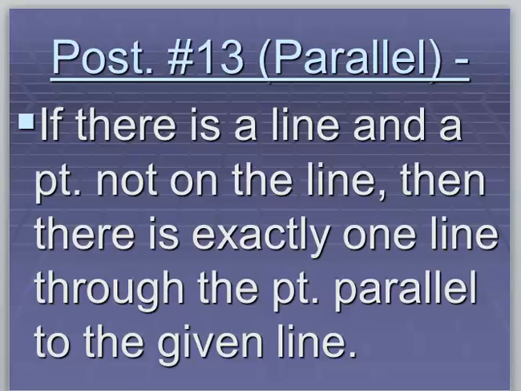This is called the parallel postulate. If there is a line and a point not on the line, so PT is point, then there's exactly one line through the point parallel to the given line. Please pause and write down this postulate before we draw the picture.